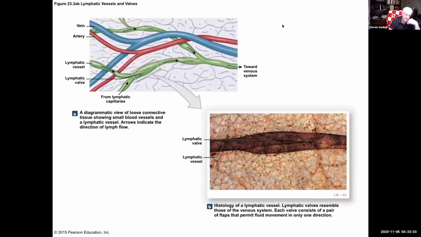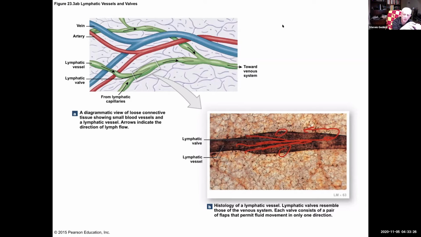Okay, they also have valves. You see the lymphatic valve right here. This prevents backflow. So as lymph flows through here, the valve opens. As it starts to go back, it fills these pockets here and forces the valve shut. Okay. So again, just like in veins, our lymphatic vessels have valves. Arteries do not.